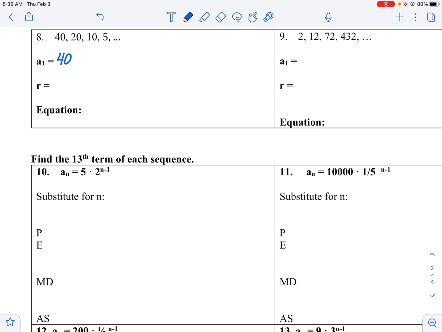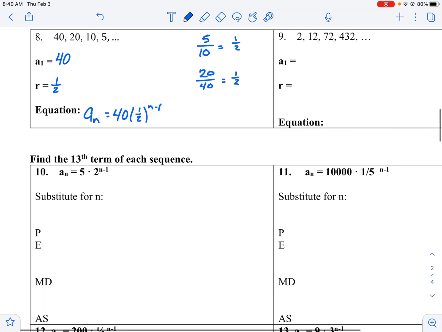All right, 8, I would get 4. Common ratio would be 1/2. Now, it's not 2. 2 is not your common ratio because I'm not multiplying by 2. That's a common error. I would have to take any number, divide by the number before it to get the common ratio. So my equation would be 4 times my common ratio of 1/2 to the n minus 1. And then here I would have 2 and 6. So a sub n would be 2 times 6 to the n minus 1.